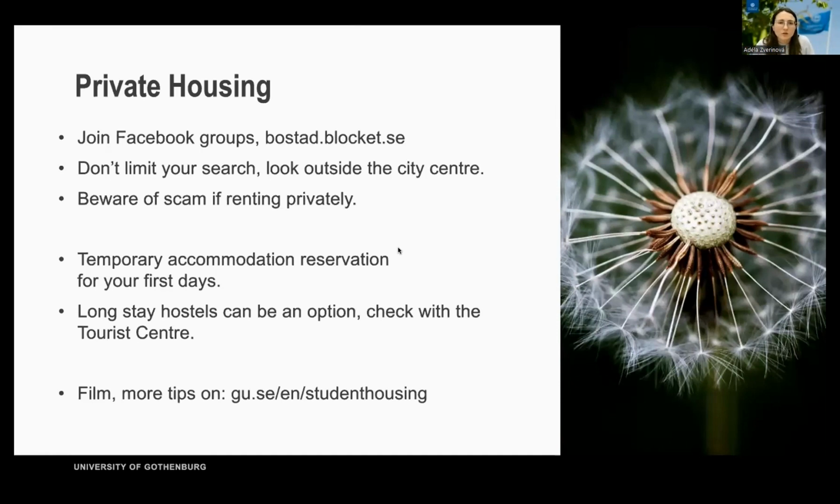I actually had a friend who did that last year because he was not able to find any accommodation. So he stayed in a hotel for the first 2 months, but after that he was able to find accommodation. So in the end, you will always find something. It might just be a matter of time. There's a link for more tips on student housing if you want to check that out later.